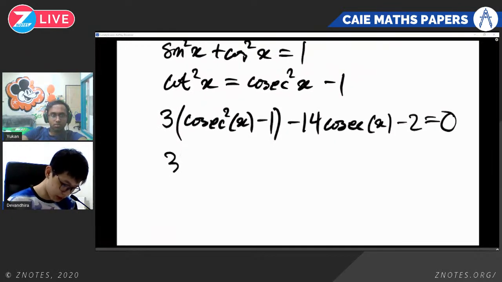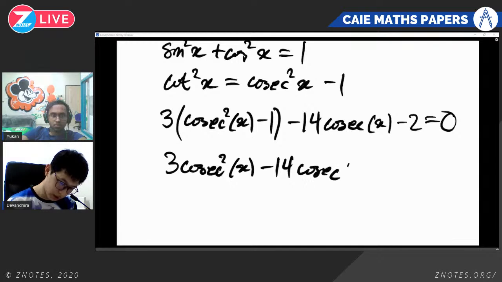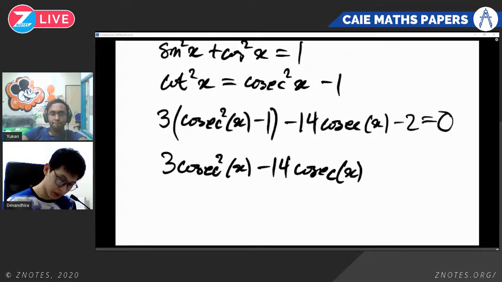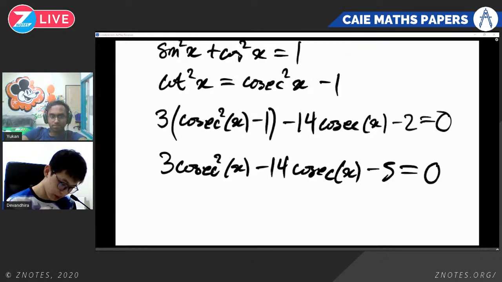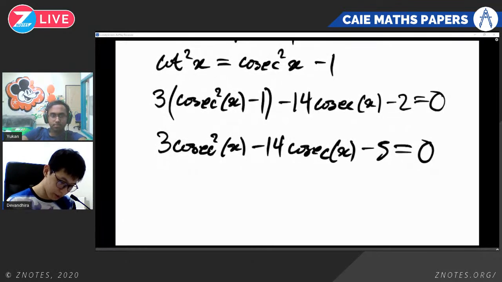So let's simplify this out and expand. Minus 14 cosec of x. You have minus 3 minus 2, which is minus 5. Agree? Mm-hmm. And from here, what should we do? What do you think?